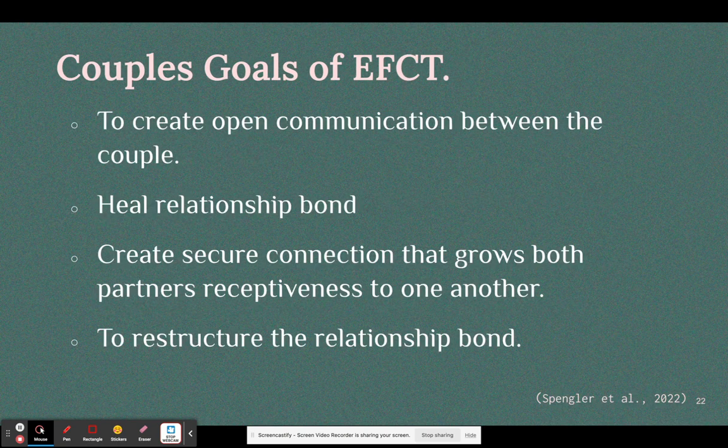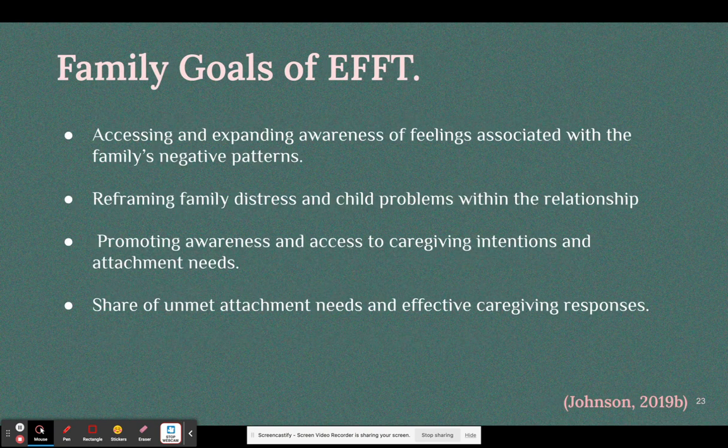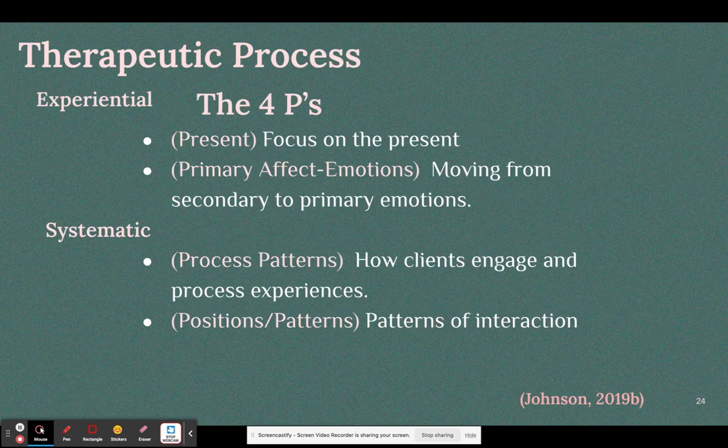Here are the goals for the couples: to create open communication between couples, heal relationship bonds, create secure connection that grows both partners' receptiveness to one another, to restructure the relationship bond. Here are the goals for the family: to access and expand awareness of feelings associated with family negative patterns, reframing family distress and child problems within the relationship, promoting awareness and access to caregiving intentions, and to share unmet attachment needs and effective caregiving responses.